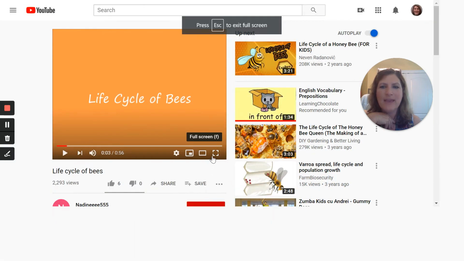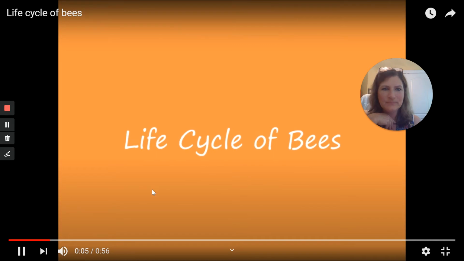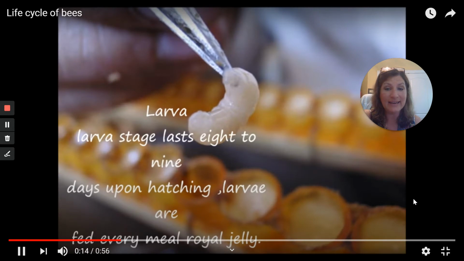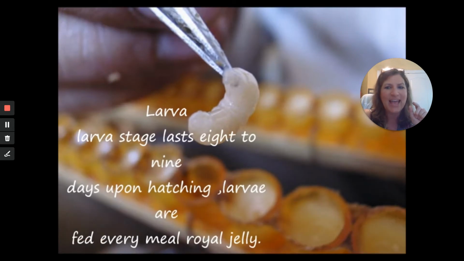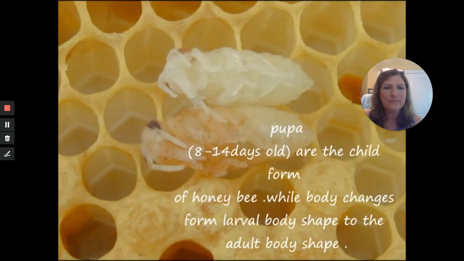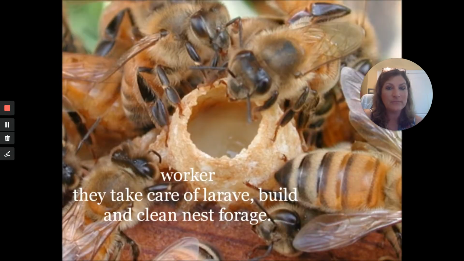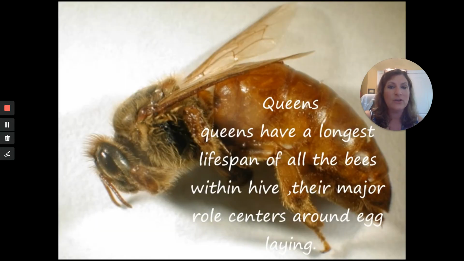The life cycle of a bee. Hatching eggs of the bees takes place 3 days after eggs are laying. Larva, that's that stage that lasts 8-9 days, and it looks like a little worm. Pupa is like the child form of the honeybee, while the body changes form. Larva, adult bees, either workers, queens, or males. Then the worker can take the larva built and a clean nest forged. So they're basically forging the nest of the hive. Queens have the longest lifespan of all bees within the hive.